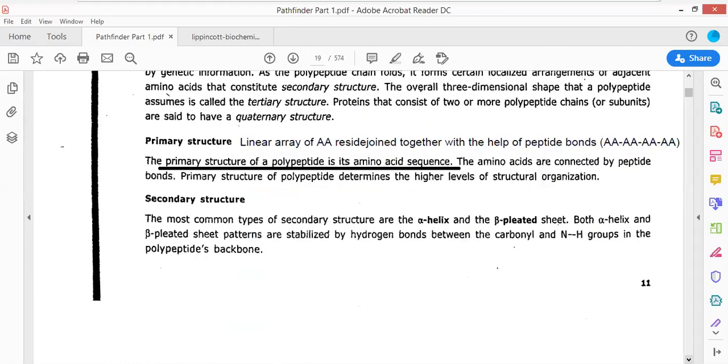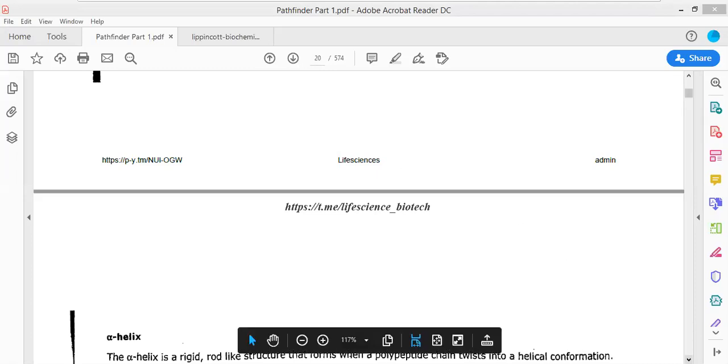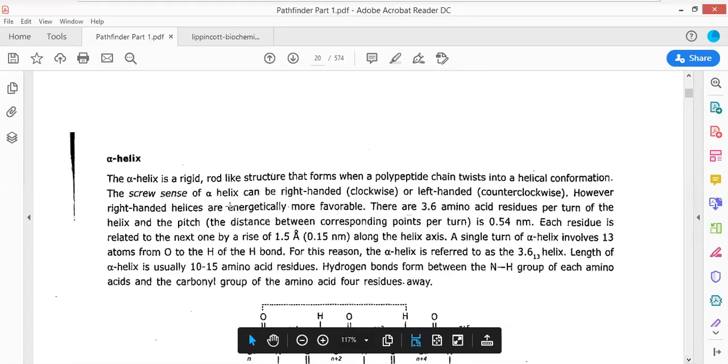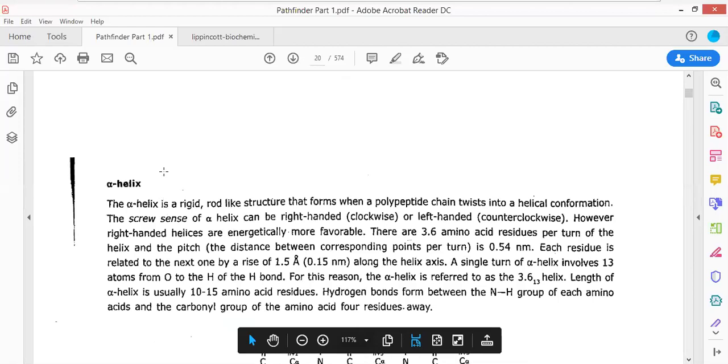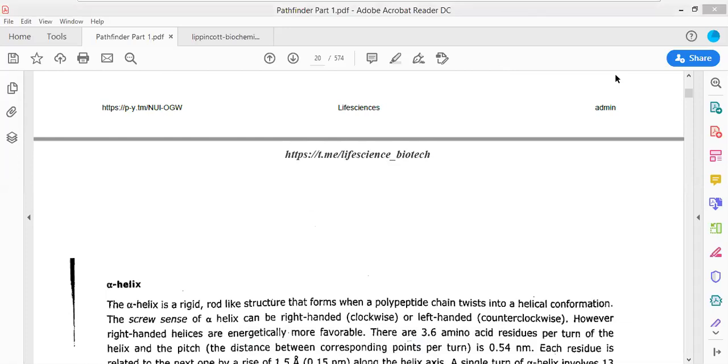This is the primary structure. Now we have to look at the secondary structure of protein. What is the secondary structure of protein? We have to see that the primary conformation of the protein, or the primary structure of the protein, can fold over itself. I'm taking an example to describe this particular thing. For example, there is the primary structure of protein.